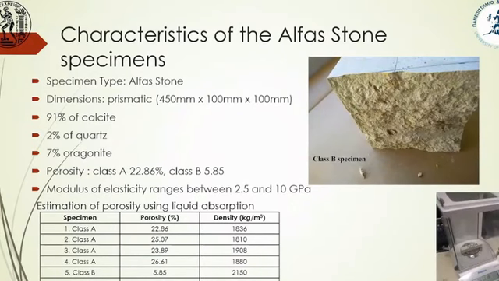The characteristics of the specimens: first of all, alpha stone is a very homogeneous limestone from Crete, from a village called Alfas, that's why it has the name. Our specimens were prismatic, of 450 millimeters length with a square cross section of 100 millimeters. We had two classes of specimens, one with high porosity, class A, and another one, class B, with low porosity. The porosity was calculated using the liquid absorption method.